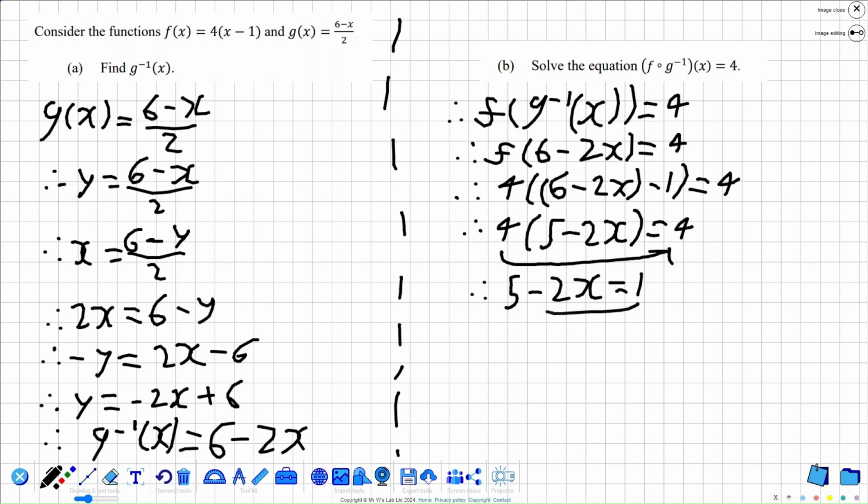And then I'm going to move the 1 over there and then that over here. And so therefore 4 equals 2x. And then I'm going to flip the sides a bit, and then we can say that x equals 4 over 2, which we know equals just 2.